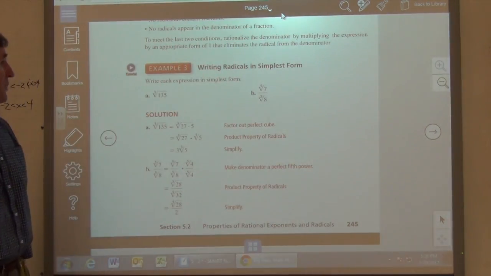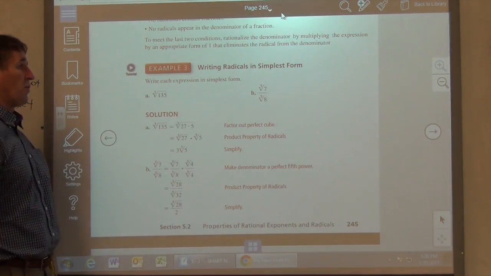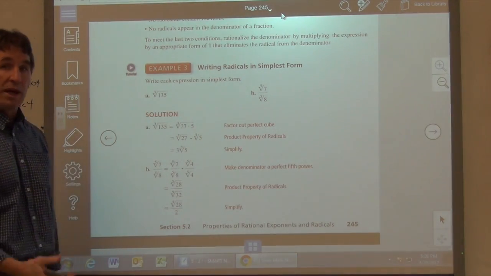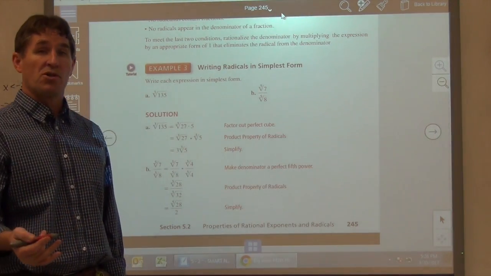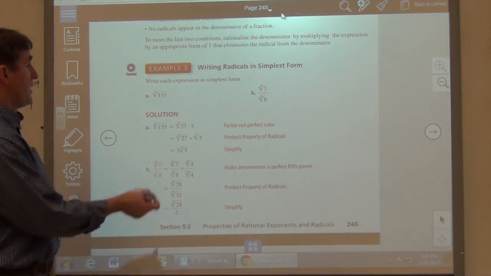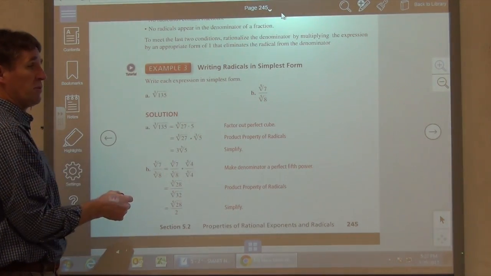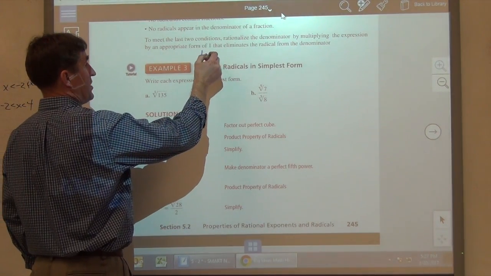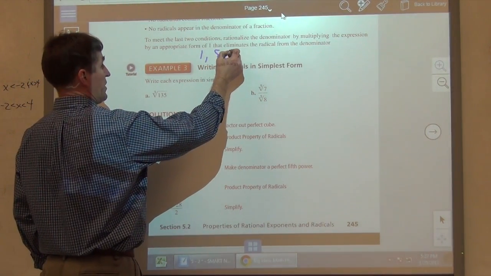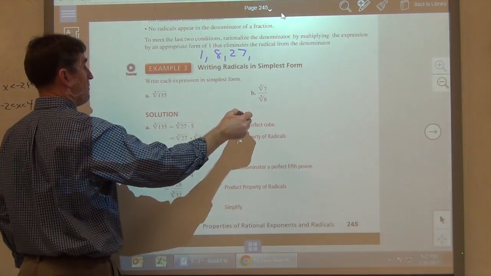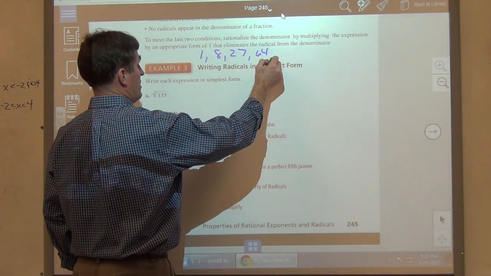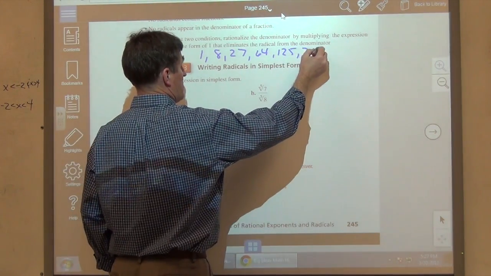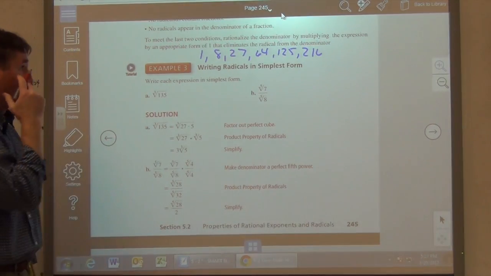So example number 3, it says write each expression in simplest form. So they want us to break down the cube root of 135. So we have to be able to tell what numbers go into 135 that I can take cube roots of. So if we just think about our cube root list we had 1, 2 cubed is 8, 3 cubed is 27, 4 cubed is 64, 5 cubed is 125, 6 cubed is 216. So we're already past 135.